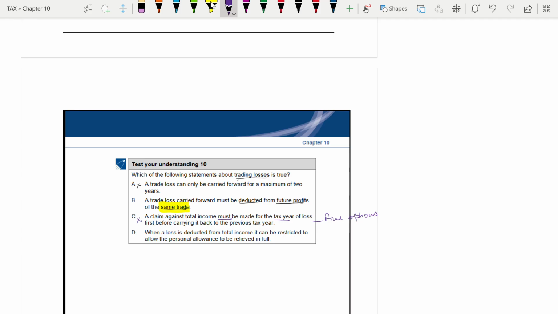When a loss is deducted from total income, it can be restricted to allow personal allowances. No. There is nothing like that, we cannot restrict it. There is no condition that we first take the personal allowance and then take the losses. The most attractive and intelligent answer is that a loss carried forward must be deducted from future profits of the same trade. Is it okay? Yes. Fine.